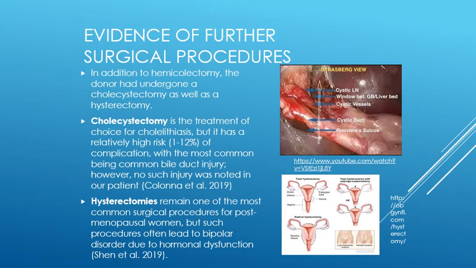And in addition to a hemicolectomy, we found that the donor had undergone a cholecystectomy as well as a partial hysterectomy. And so cholecystectomy is removal of the gallbladder, and it's the treatment of choice used for cholelithiasis or gallstones. But despite being a very common procedure, it has a relatively high risk of complication, between 1 and 12%. With the most common complication being injury to the common bile duct because of its proximity to the gallbladder. However, we did not find any such injury in our patient.